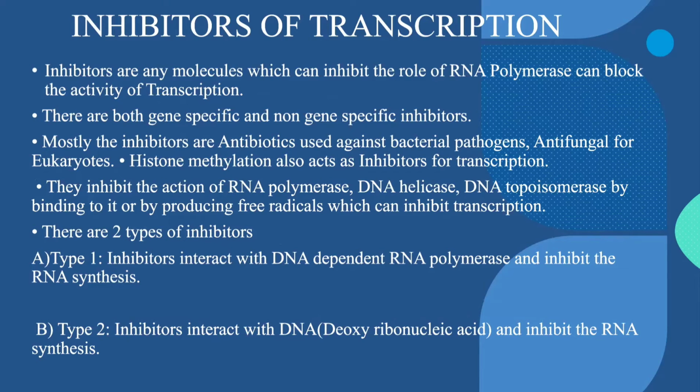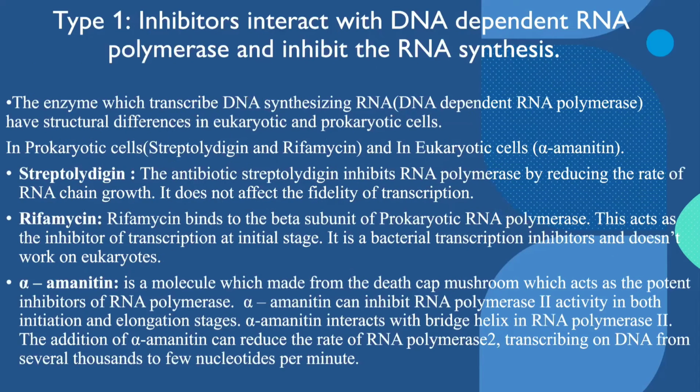There are also two kinds of transcription inhibitors. Type 1 transcription inhibitors interact with the DNA-dependent RNA polymerases and inhibit RNA synthesis, and type 2 interact with the DNA directly, which inhibits RNA synthesis. Type 1: these are inhibitors which interact with the DNA-dependent RNA polymerase enzymes and inhibit RNA synthesis.